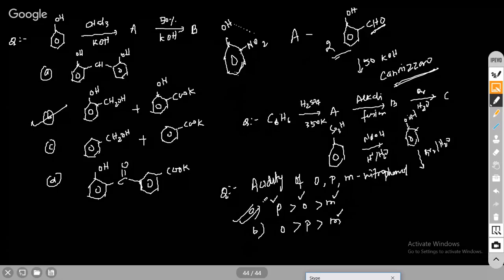Para is not always more stable. In case of amines reaction, para is more stable. In the other reaction you'll see ortho is also more stable according to the product.